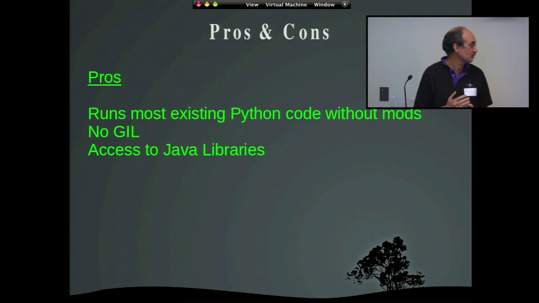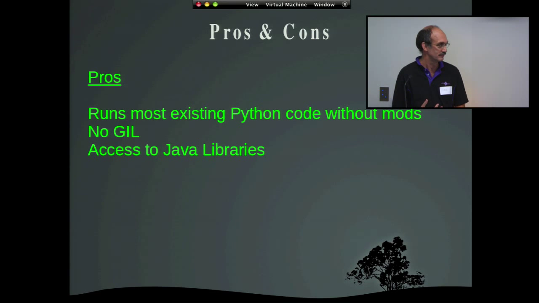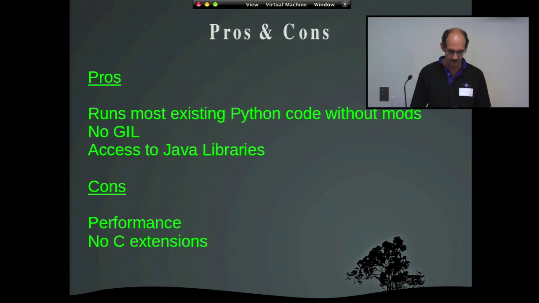So the other thing to think about when you're running under Jython is if you need to do a performance tweak and you find that your bottleneck is normally in a library or something like that, you can make an easy change to call a Java library and you will nine times out of ten see a performance improvement because it's running compiled code. But of course we have to have cons.